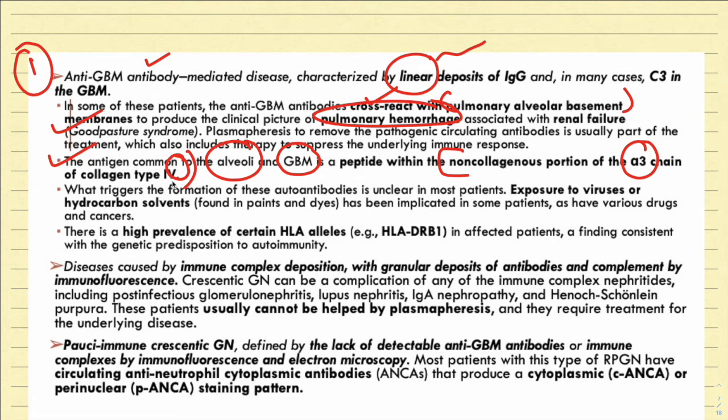What is the cause? Why is this kind of antibody triggered? There is no clear answer, but it is hypothesized that exposure to certain viruses or hydrocarbon solvents might be a cause, and there is an association with HLA-DRB1 in such individuals.